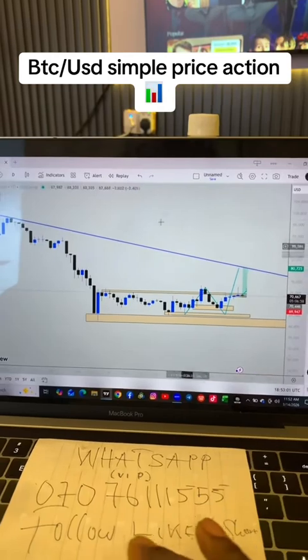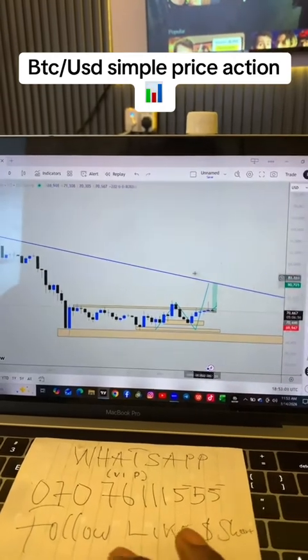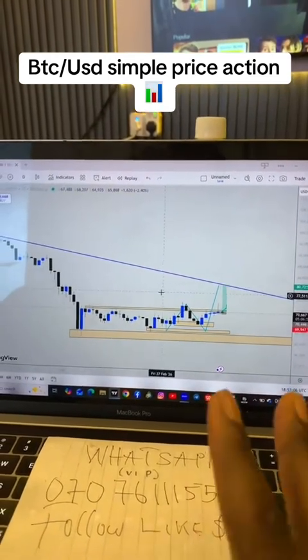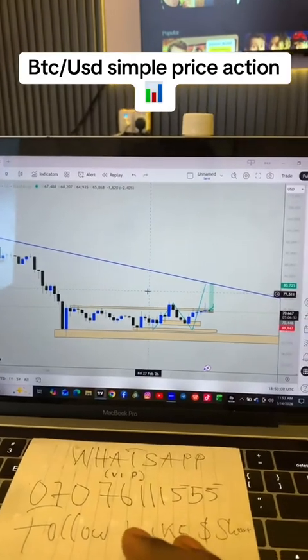So this is my directional bias and also the trade for BTC. What I'm going to do for gold will be the next video, so watch out for my next video.